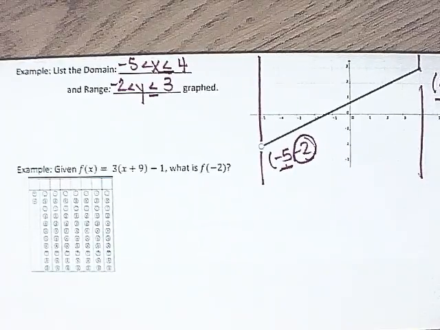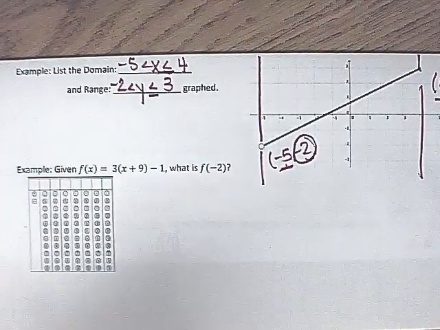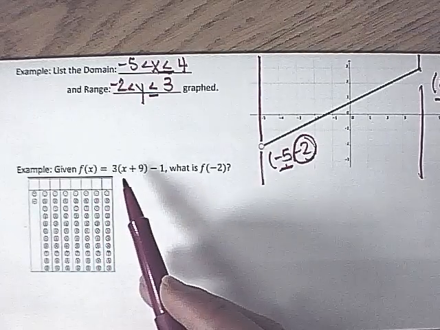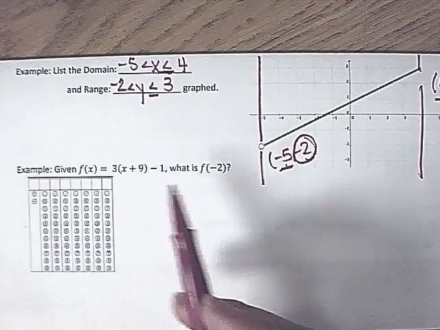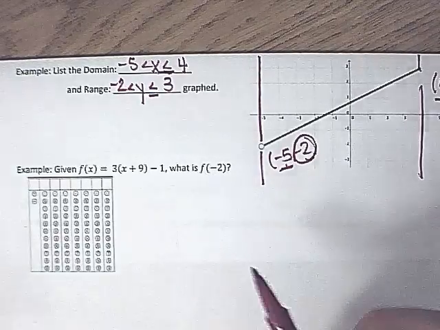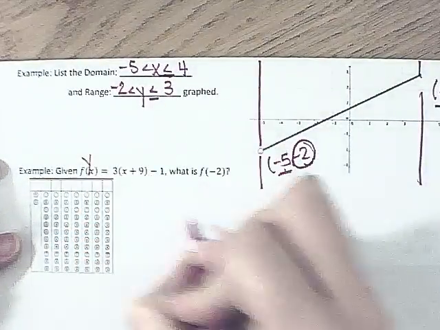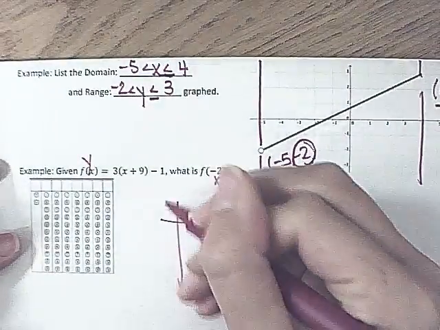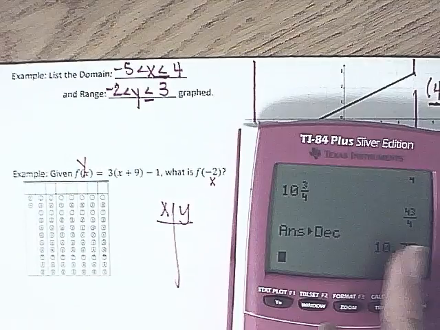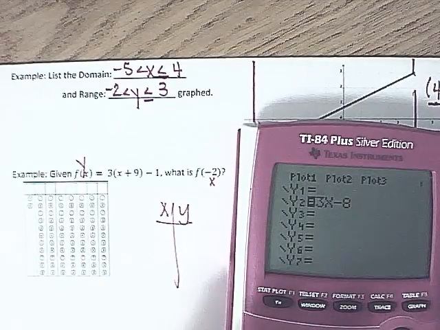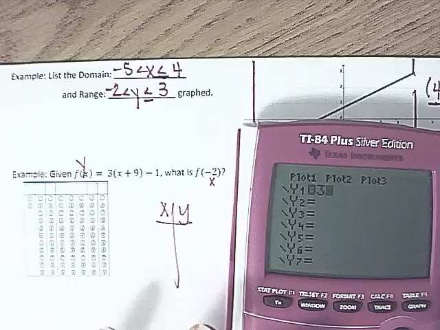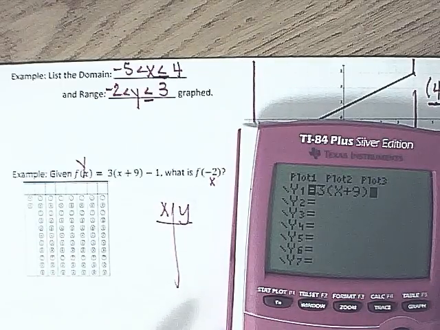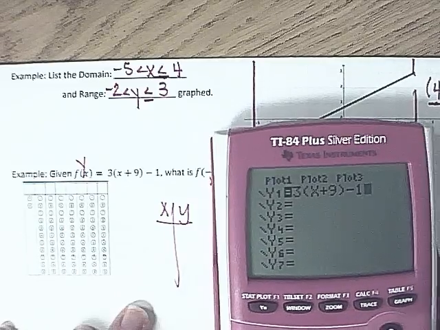The very last thing on your review, and one of the things on your test, is about function notation. So if you're given f of x equals 3 times x plus 9 minus 1, what is the function at -2 is asking you, if y equals all this stuff, what is the y value when x equals -2? The best way to do this is to go use your calculator. So go to y equals, clear out anything that may already be there, and type in this function exactly as you see it. Again, you'll want to do that carefully. If you type in the wrong function, you're going to get the wrong thing.